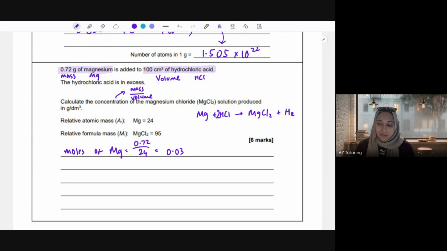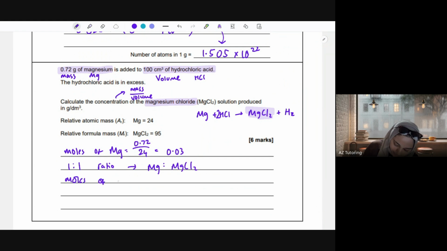So now we're going to look at the molar ratios. We've got magnesium reacting with 2 moles of hydrochloric acid, and it's formed 1 mole of magnesium chloride. We want the concentration of magnesium chloride, so I care about the moles of magnesium chloride. Just tell the examiner it's a 1-to-1 ratio between magnesium and magnesium chloride. So therefore, the moles of magnesium chloride is also 0.03.